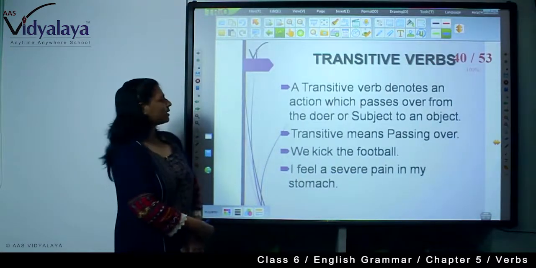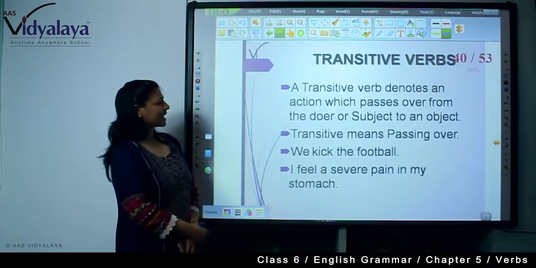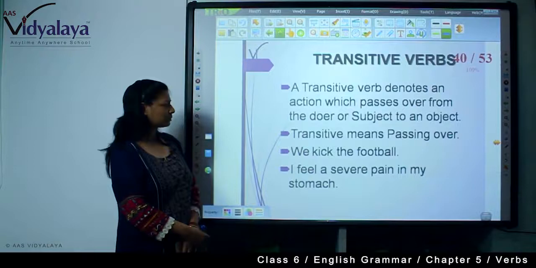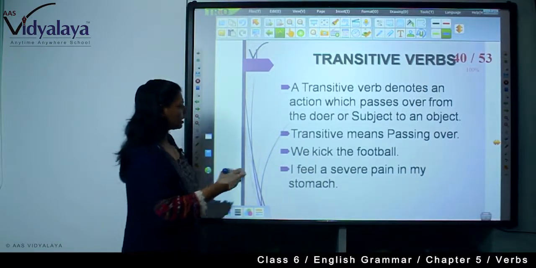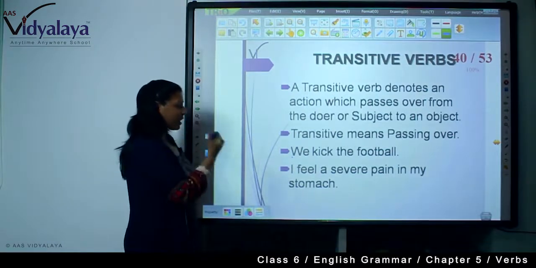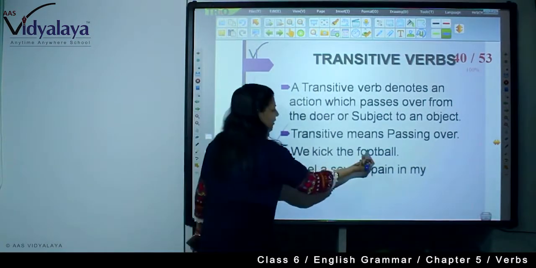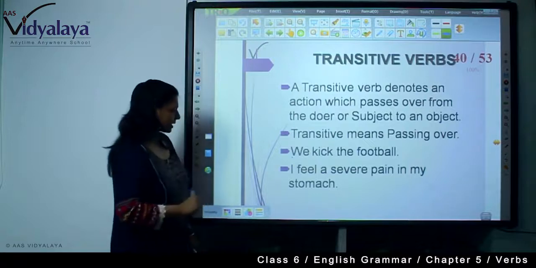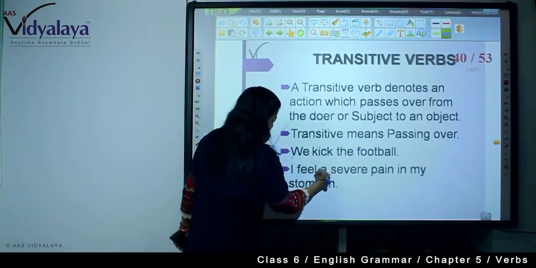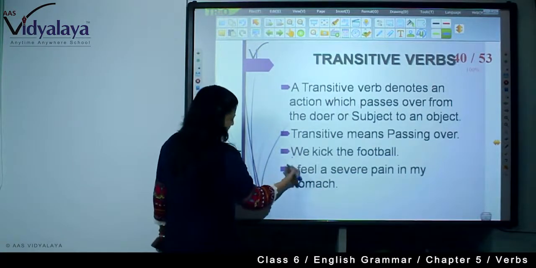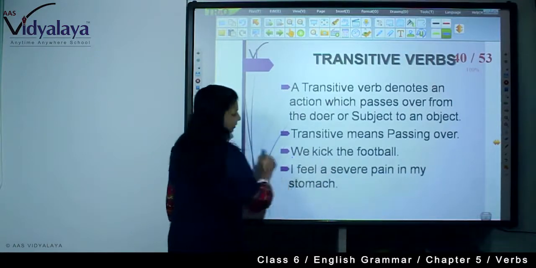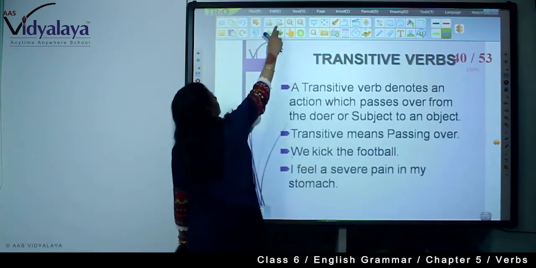Now, transitive verbs. A transitive verb denotes an action which passes over from the doer or subject to an object. That means passing over. We kick the football. So here we are seeing our action from the subject to the object is passing. And I feel a severe pain in my stomach. The action is moving or passing from the subject to the object.